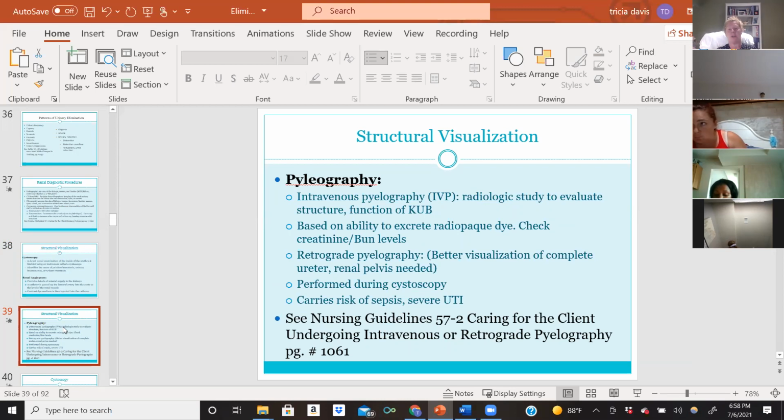Sometimes I've actually seen it where I had a patient one time who was in end-stage renal disease and they really needed to do it. So they did it, and then they took them to dialysis right after and did dialysis to remove it off of them.